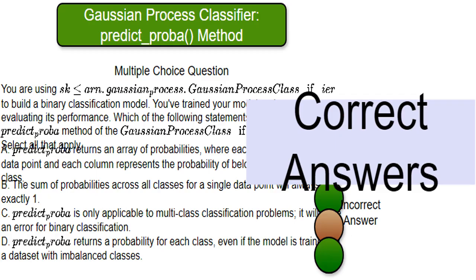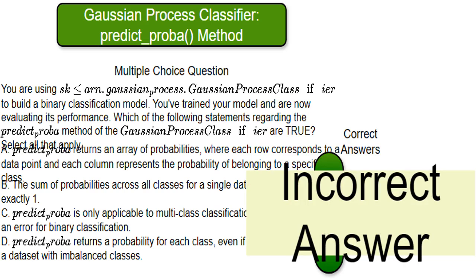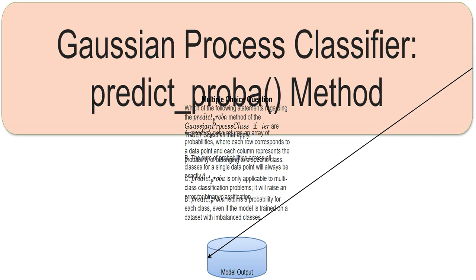The correct statements are A, B, and D. These correctly describe the behavior and output of the predict_proba method in the Gaussian process classifier. Statement C is incorrect because the predict_proba method works for both binary and multi-class classification problems, contrary to what this statement claims.